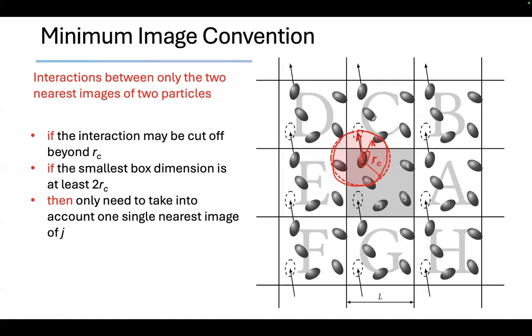Now, if you have an interaction radius, the important thing is that you also have to take into account the distances between the different molecules. And to calculate the distance between the different molecules, you need to consider something called the minimum image convention.